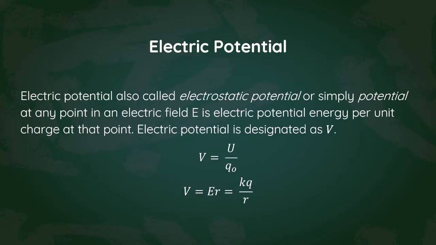Electric potential is a scalar quantity. Its SI unit is volt, named after Alessandro Volta, who devised one of the first electric cells. Looking at our equation, we can note that 1 volt is equal to 1 joule per coulomb. Also, electric potential can be expressed in terms of electric field, where voltage, or electric potential, is equal to electric field times the distance at a certain point, which is also equal to Coulomb's constant times charge divided by the distance at the point surrounding a point charge.